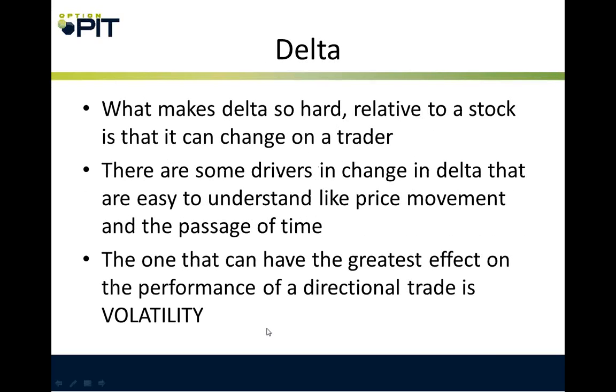What makes delta so hard is that, relative to stock, the delta can change on a trader. Some changes are really easy to understand, like price movement and passage of time. The one that probably has the greatest effect and throws traders off is volatility. That is a big wrench in a lot of people's engines. And people that don't understand volatility generally fail at trading options.